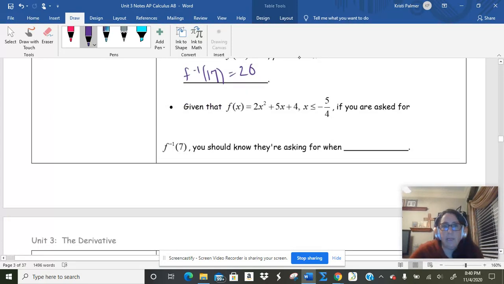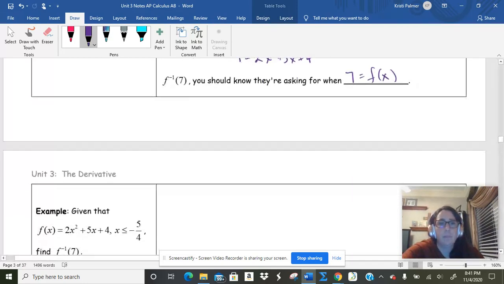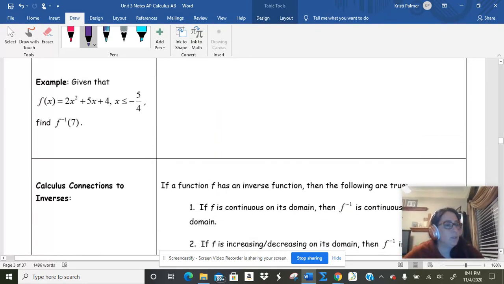So if I wanted to find f inverse of 7 here, I don't plug 7 into the x's. I set 7 equal to f of x, and I solve for x. So we're looking for when 7 equals the f of x. All right, so let's go ahead and see. That's always going to be the first step. So I want you to actually go find f inverse of 7. So where does this function equal 7?